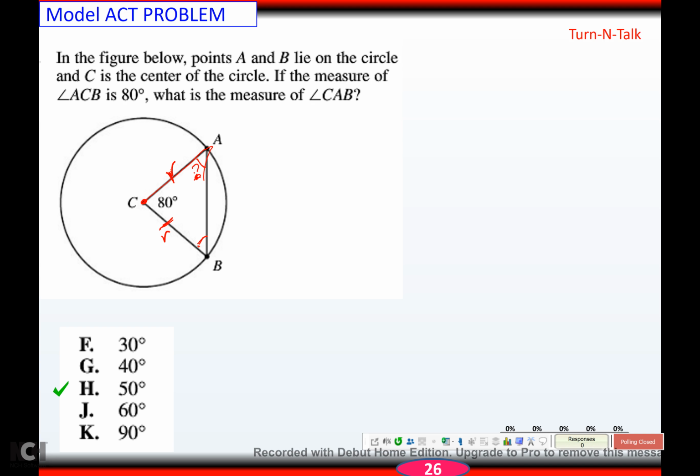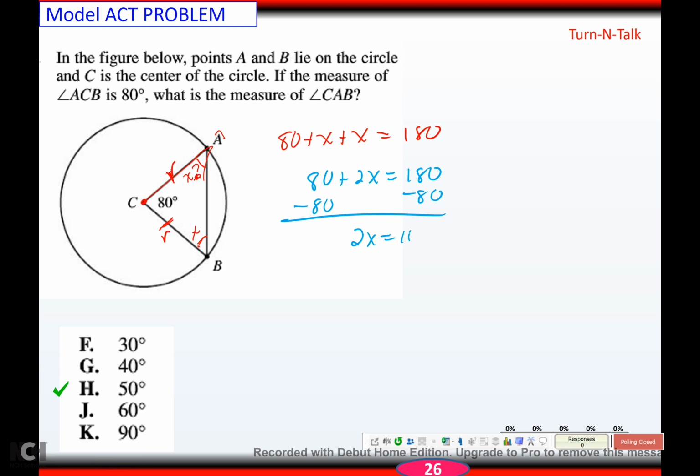Well, whatever this is, let's say I call it x, this has to be the same measure because they're base angles of an isosceles triangle. So now I can say that 80 plus x has to make 180 because the three angles of a triangle make 180. So that would be 80 plus 2x equals 180. Take away 80, you get 2x equals 100. Divide by 2, and each of those base angles has to be 50 degrees. Okay?